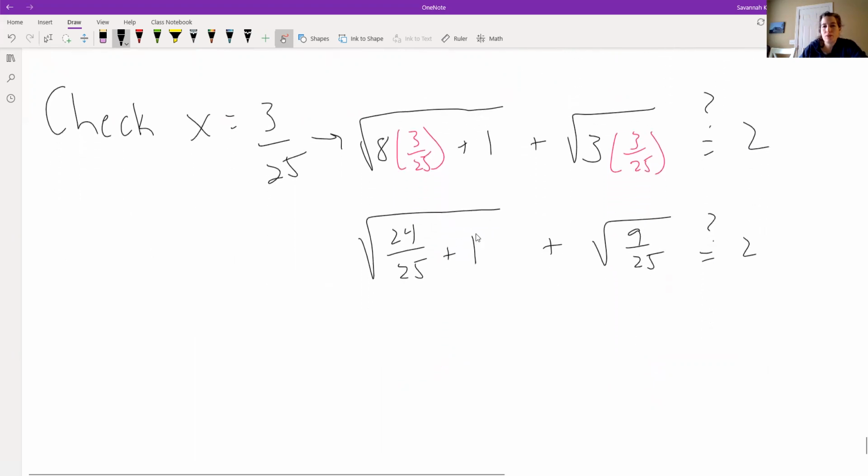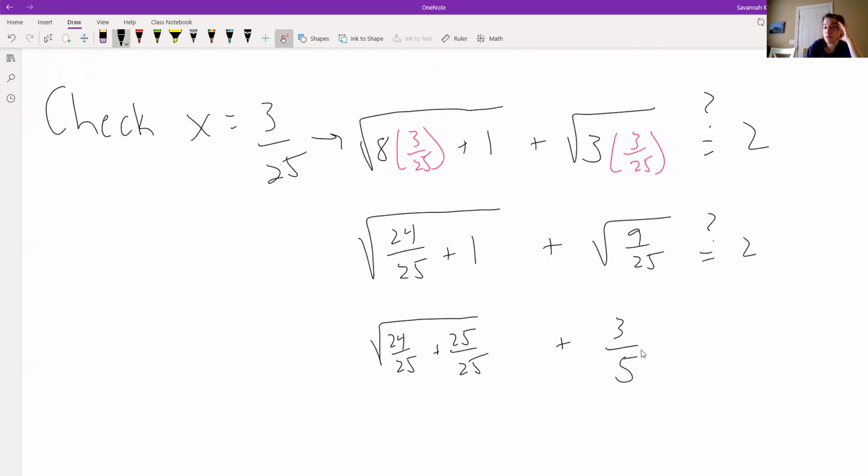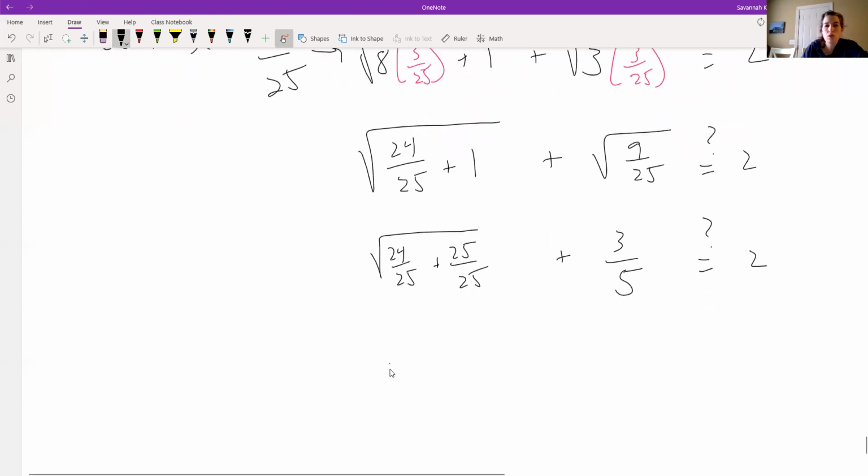Now I know I can call this 1. My eraser's not going to let me do it. That just boggles my mind why everything else appears to be working except the eraser. So I'm going to have to rewrite so I can go 25/25. Yay for that. If I simplify this down, this is going to be 3/5. That'll save me a little bit of writing of roots.